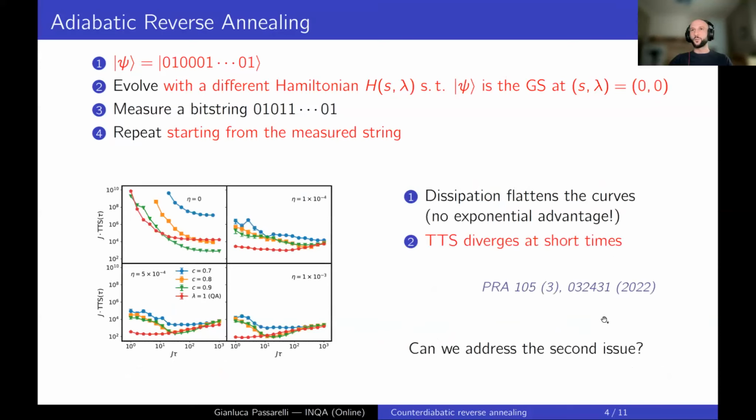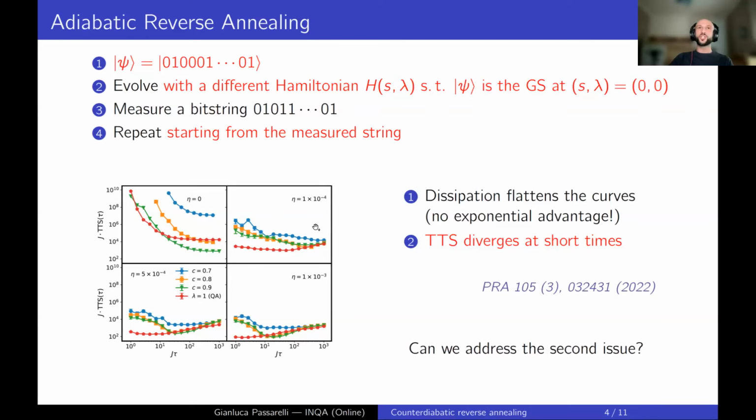This is another work that we did with Daniel Lidar. In the unitary limit, you can see, for example, this is a usual metric of success in quantum annealing, that is the time to solution. You see that when you compare adiabatic reverse annealing, these three curves, to quantum annealing in the unitary case, which is here, you only have an advantage when C is above the threshold, and you get a lower time to solution compared to standard quantum annealing.